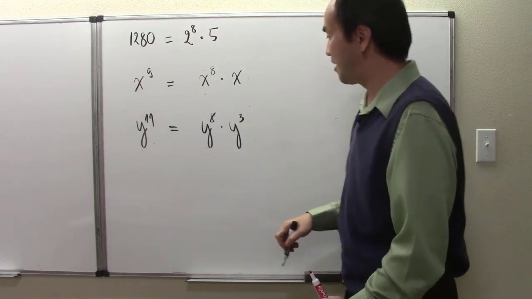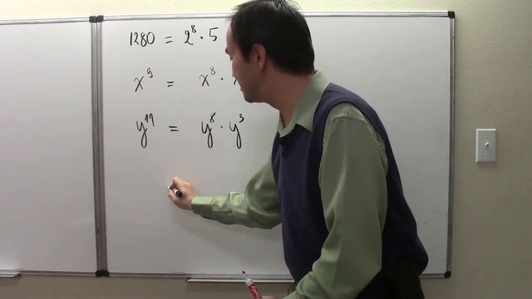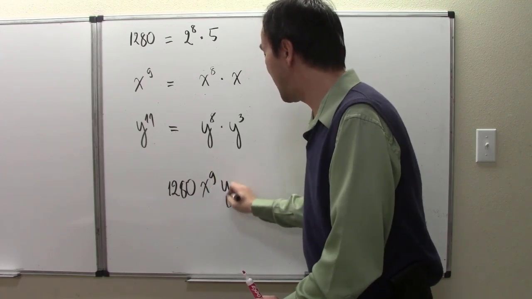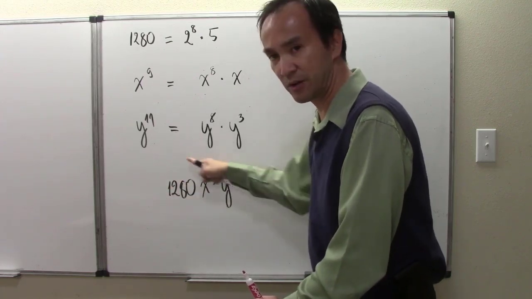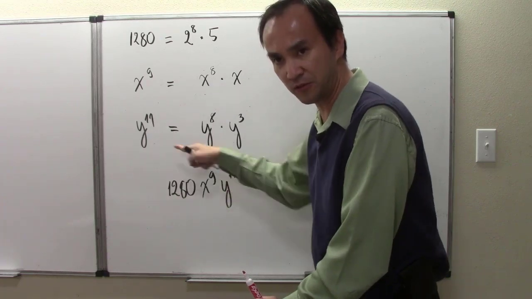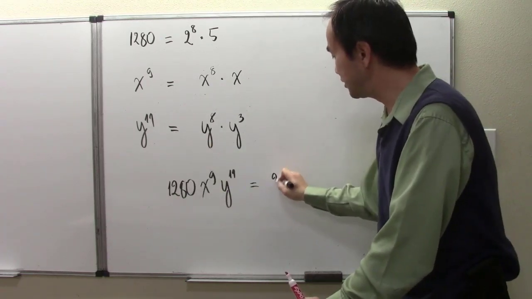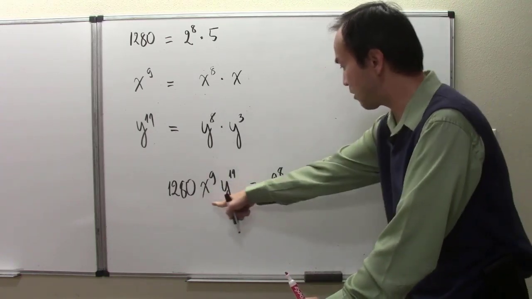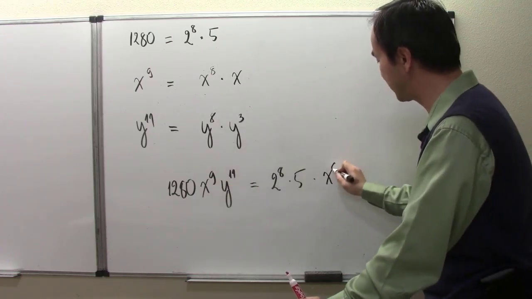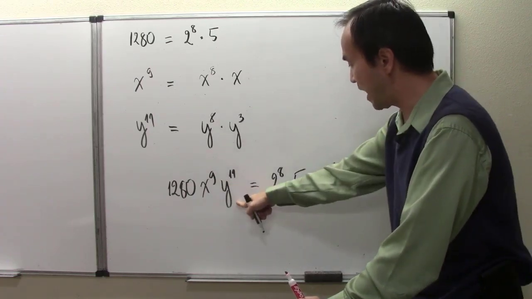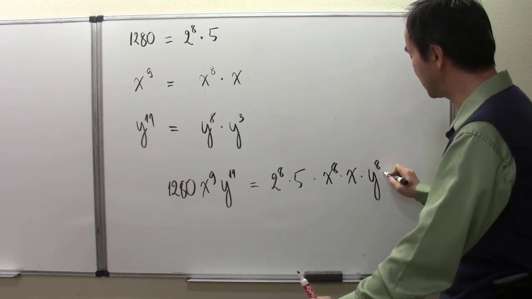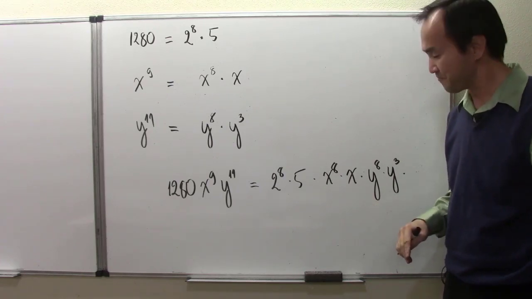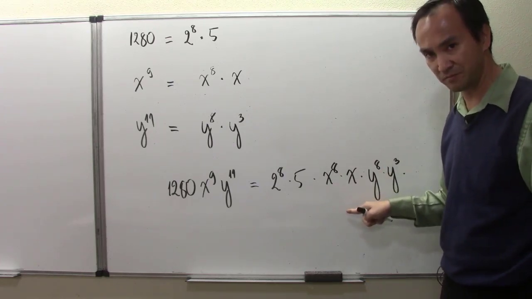Okay. And so now in this way, the entire 1280 x to the 9th y to the 11, realize that this is the expression inside of our fourth root, can be re-expressed as 2 to the 8 times 5, that's for 1280, in product with, now x to the 9th is x to the 8 times x, and then y to the 11 is y to the 8 times y cubed. Yes, it does look a little lengthy, but it will get a lot better. Okay, and so now I'm going to bring this result and come back to the other board.